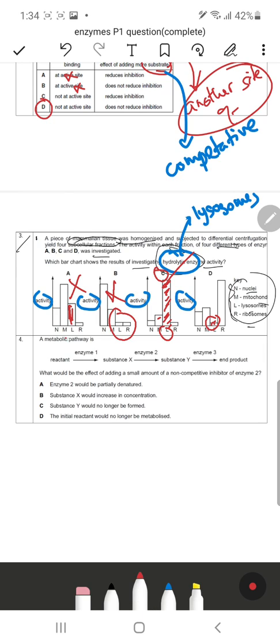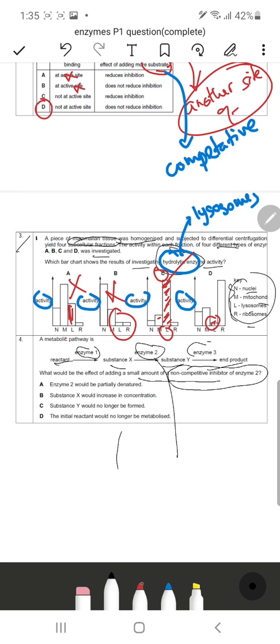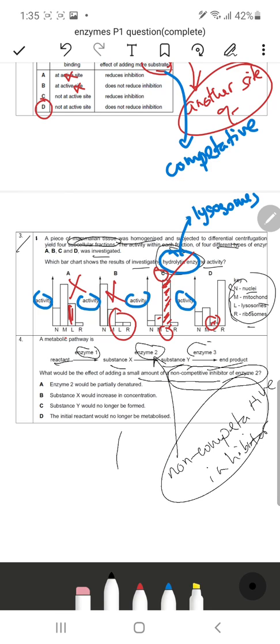Okay, so in question number 4, let's see. Here we can see a metabolic pathway. It shows a reactant, enzyme 1, substance X, enzyme 2, substance Y, enzyme 3, and end product. So what would be the effect of adding a small amount of non-competitive inhibitor on enzyme 2? That's the question they're asking us.